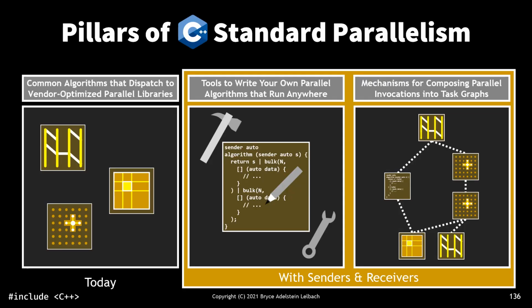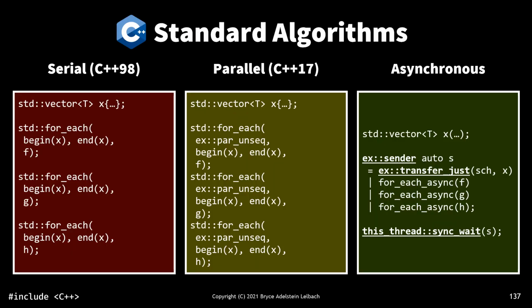Senders and receivers are the next major step in the deployment of C++ standard parallelism. They deliver the second and third pillar of our plan. The framework gives us the tools we need to write our own generic parallel algorithms that can run anywhere and compose asynchronous task graphs. Following the standardization of senders and receivers, we'll introduce new asynchronous sender-based versions of the standard parallel algorithms.